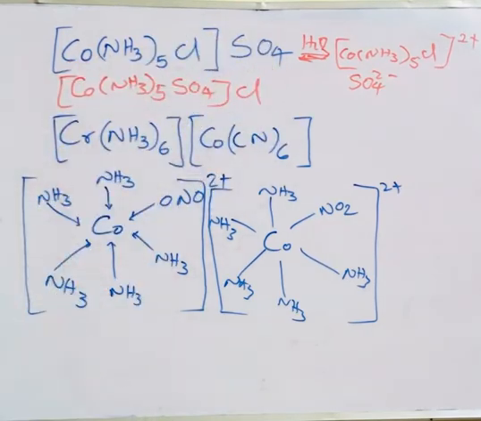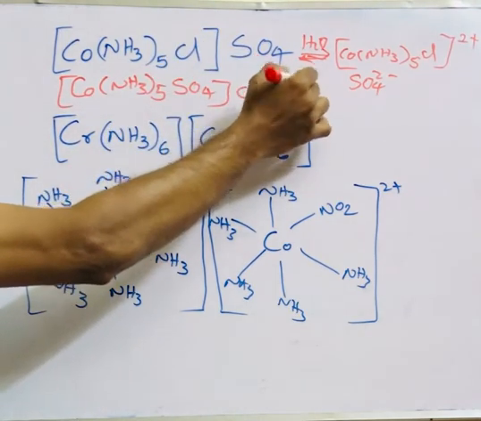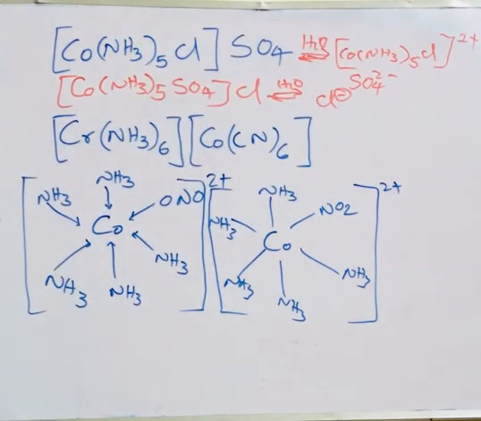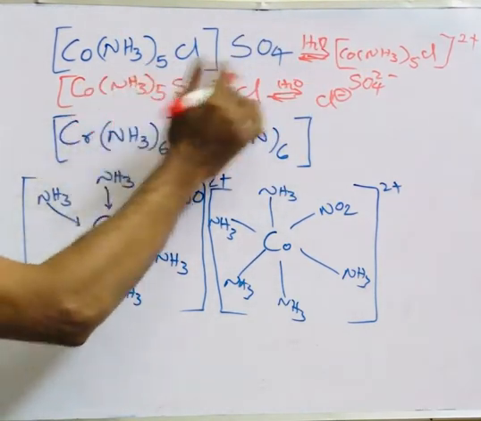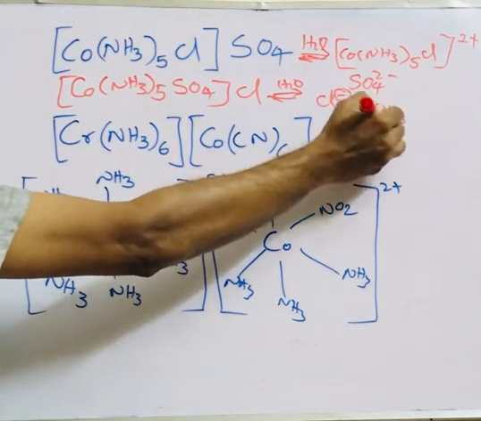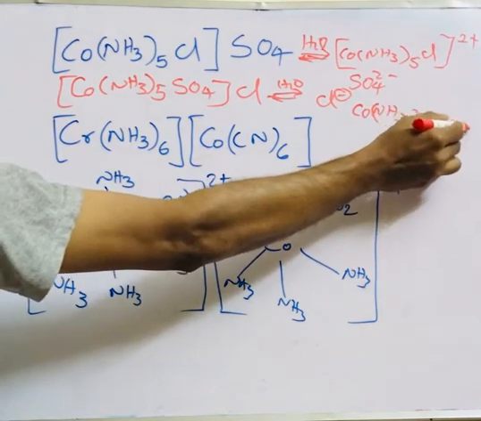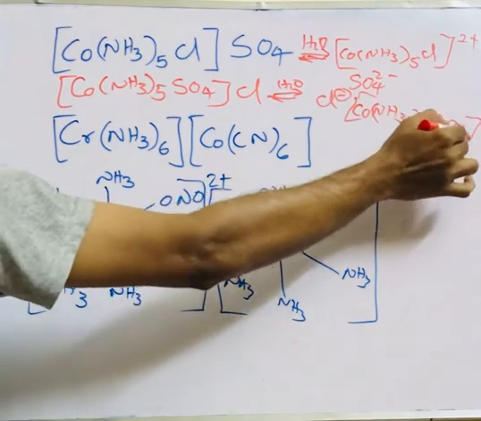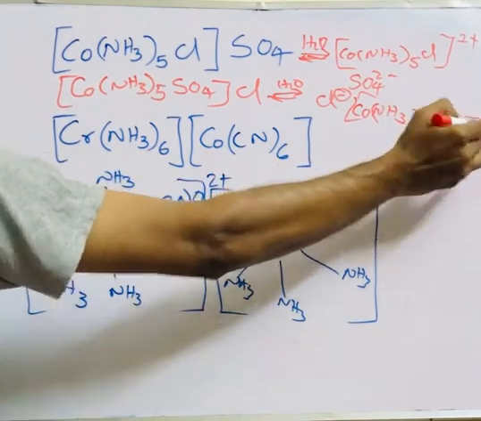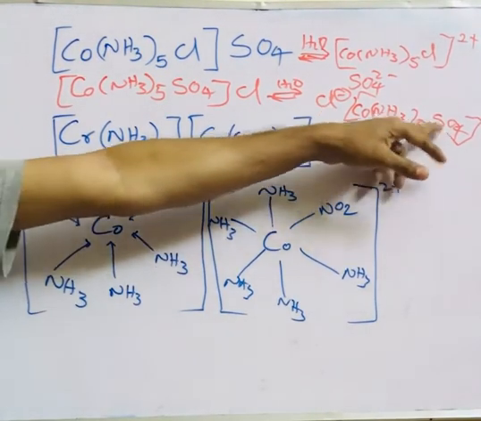and Cl. If I ionize this also in a similar way in water, what will I get? First Cl minus ion you will get. Instead of sulfate ion, here it is Cl minus ion. And the remaining will be [Co(NH3)5SO4], now SO4 went into the coordination cell. So it is Cl minus, so that will be plus.